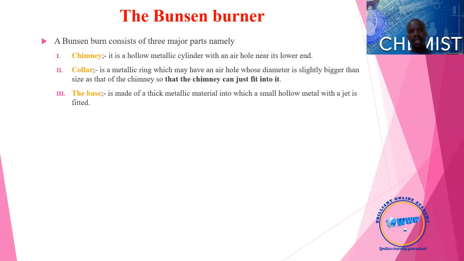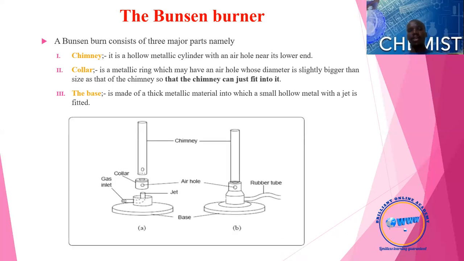Very good. Now this is the Bunsen burner that we are talking about. We have talked about the chimney. This is the chimney. Here we have two diagrams. This one shows when all the parts are fixed. This one shows when the parts are separated, so that at least you can know all the parts that make the Bunsen burner. Very good.